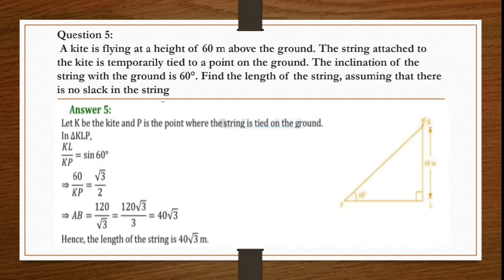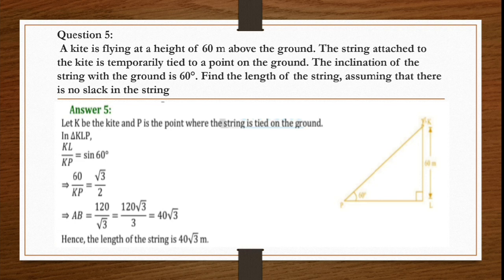Now question number 5. A kite is flying at a height of 60 meters above the ground. The string attached to the kite is temporarily tied to a point on the ground. The inclination of the string with the ground is 60 degrees. Find the length of the string, assuming that there is no slack in the string.